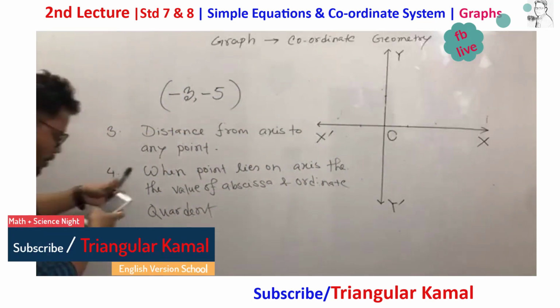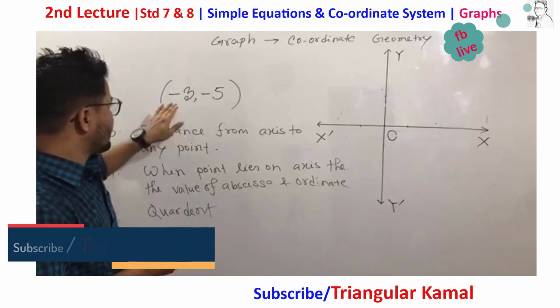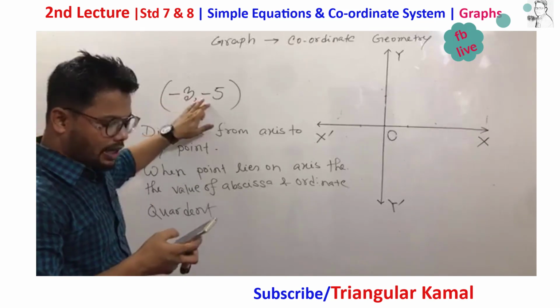So in the comment section you can write here. Yes, already you are trying to write. The question is, in which quadrant do -3 and -5 lie?